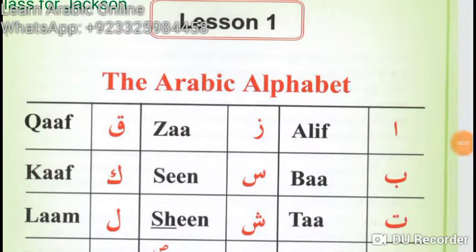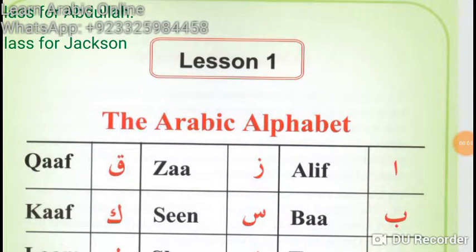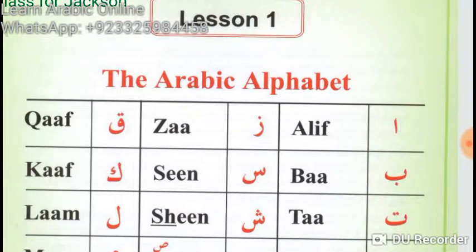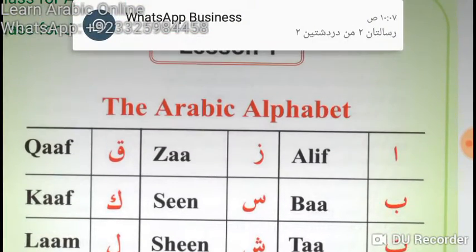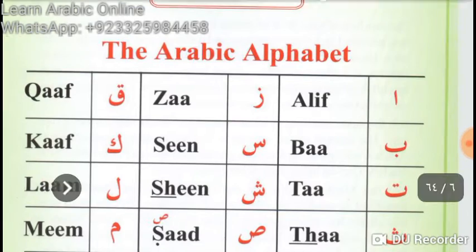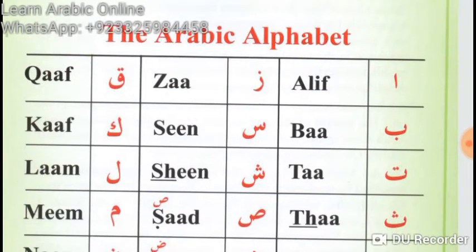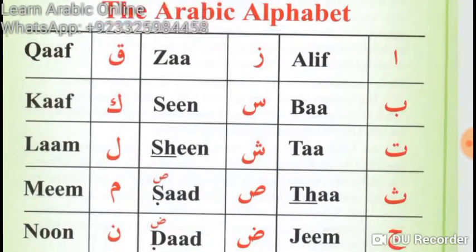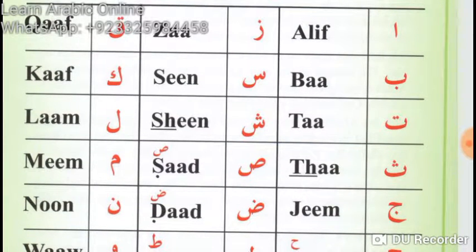Today is the second class of this course, and today we will revise lesson number one. Then we will proceed to exercise number one. So here on this page we have lesson number one, the Arabic alphabets. Start reading these Arabic alphabets.